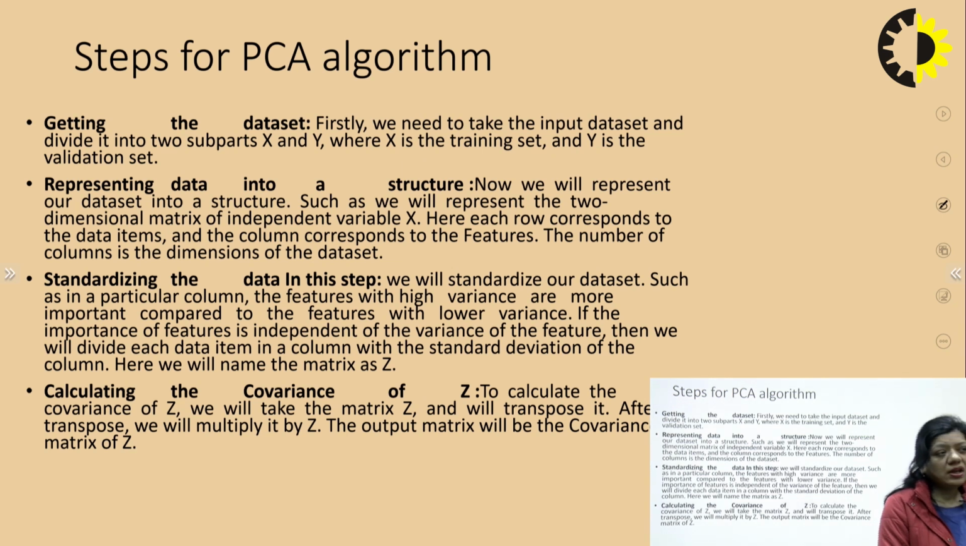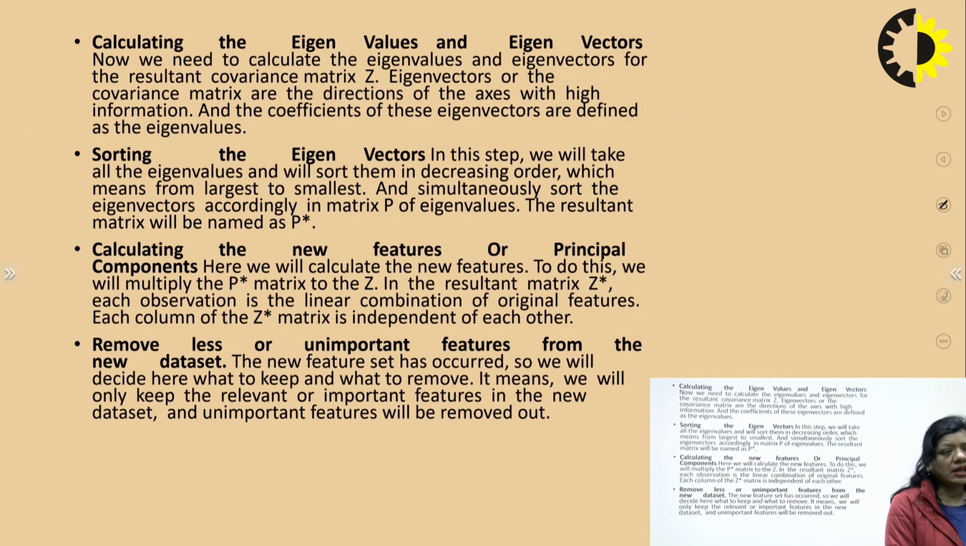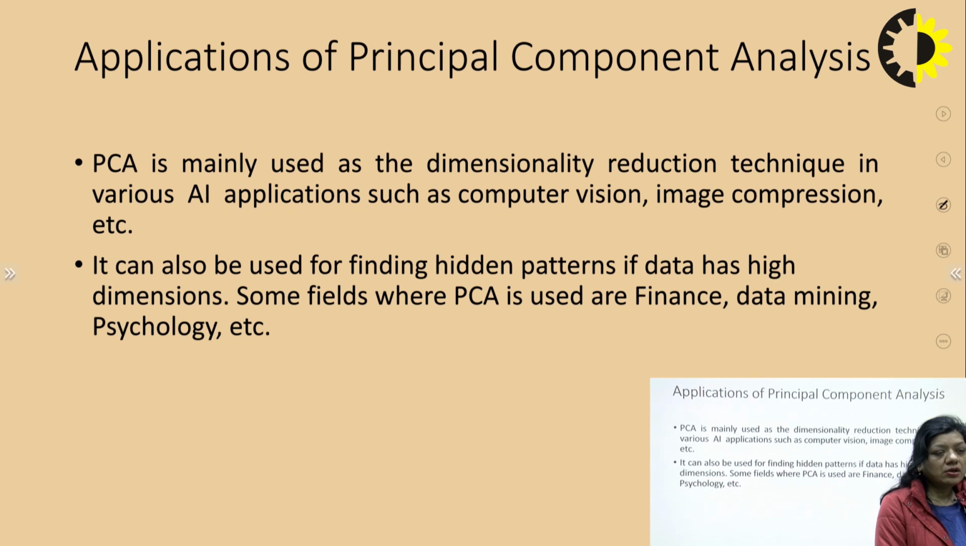So basically, the steps for the PCA algorithm: first of all we get the data set and then represent the data in a structure, and then standardize the data. After that we calculate the covariance of Z, then calculate the eigenvalues and eigenvectors, then sort the eigenvectors, and then calculate the new features or principal components and remove less important features from the new data set.